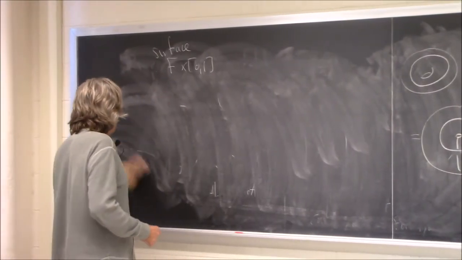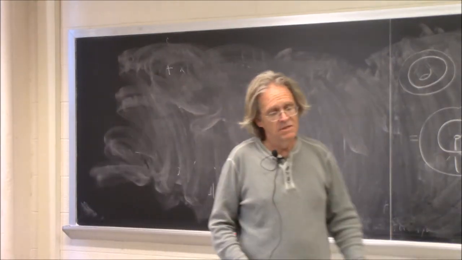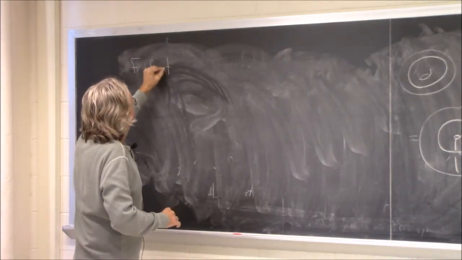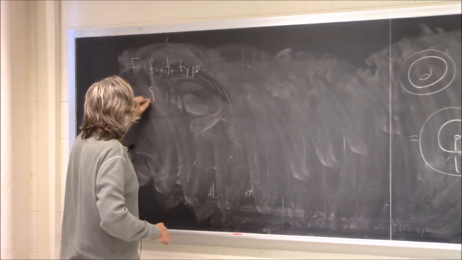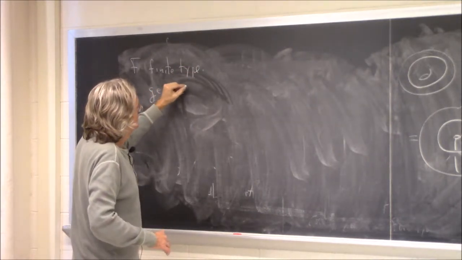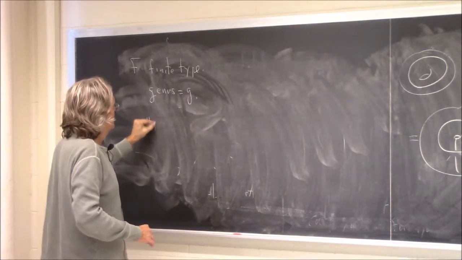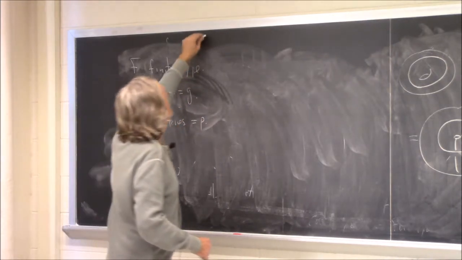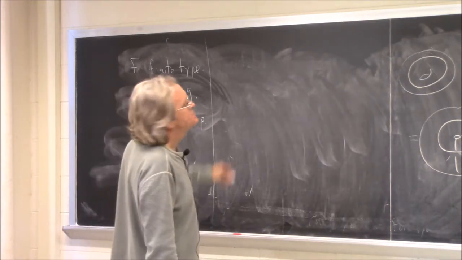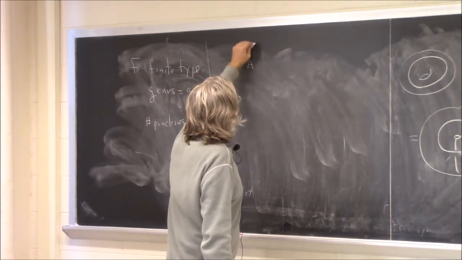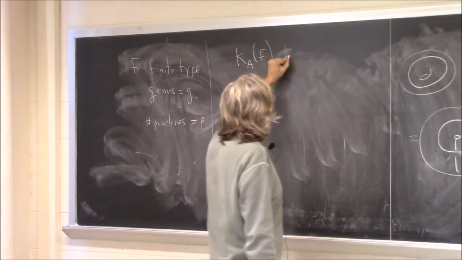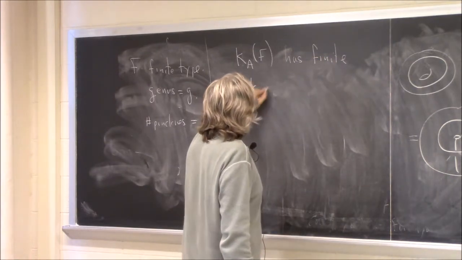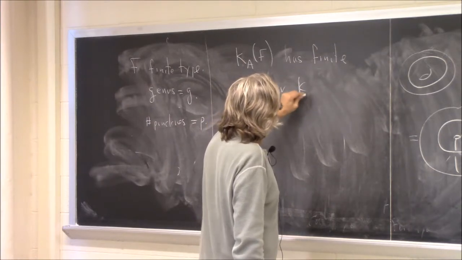So now let's assume F is finite type. Okay, so finite type. And say the genus is g, and say the number of punctures is p. Okay. Then K_A of F has finite rank over K_epsilon of F.